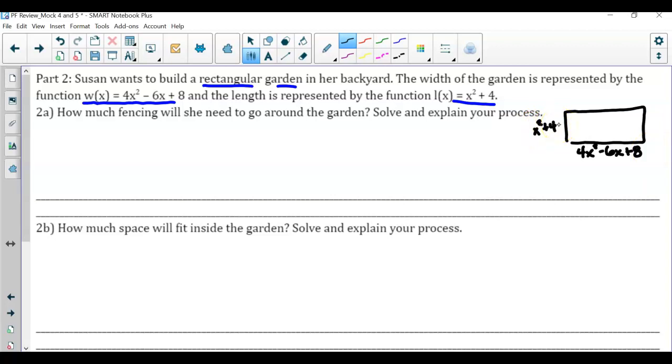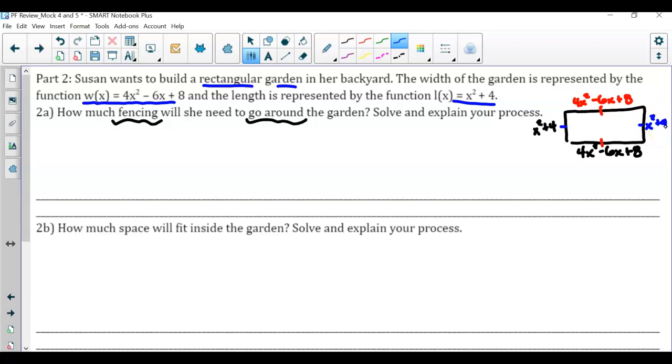So I'm going to use this picture here now. How much fencing will she need to go around the garden? So we're going around the garden, right? We're not filling in the garden with fencing, we're going around it. So that is perimeter, where we're going to add up the sides. Which means if the width is 4x squared minus 6x plus 8, then the side opposite is also 4x squared minus 6x plus 8. Then here, same thing. If I've got that length of x squared plus 4, then the other length is also x squared plus 4.